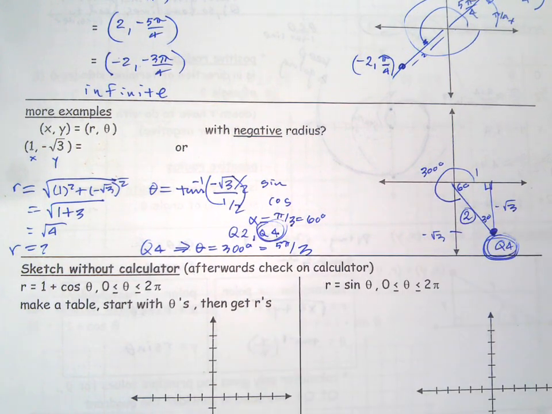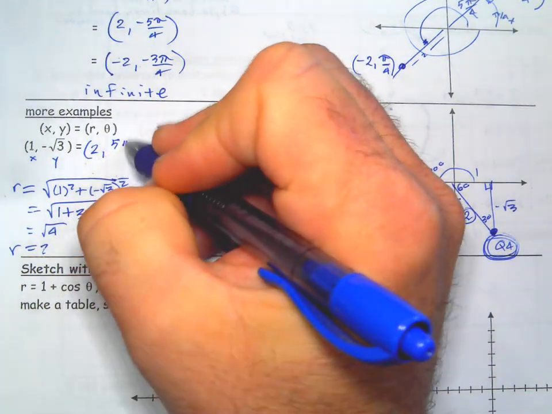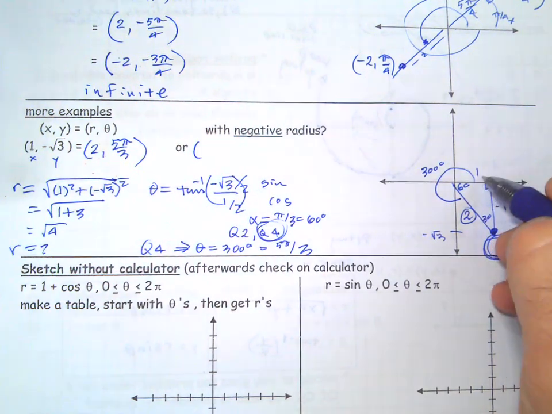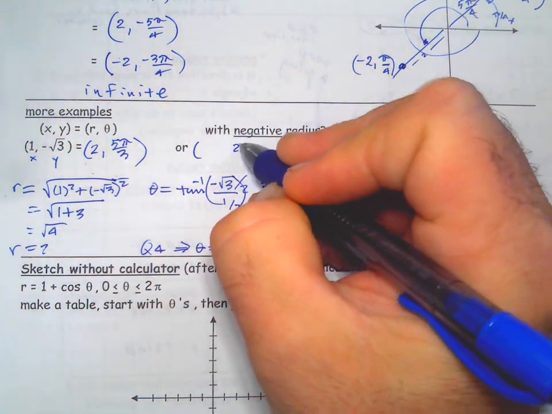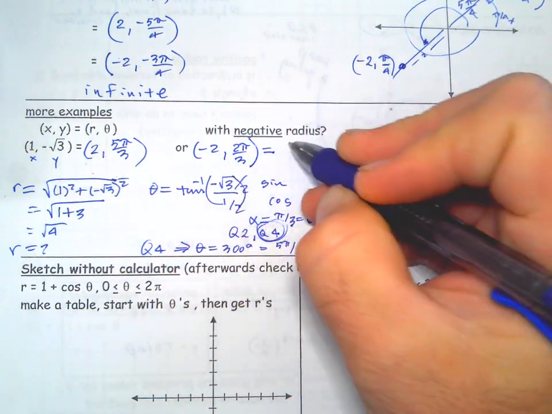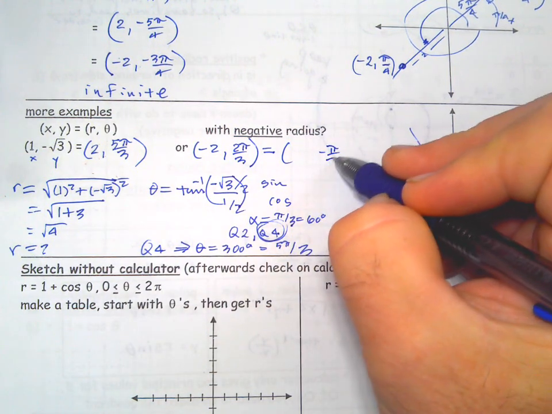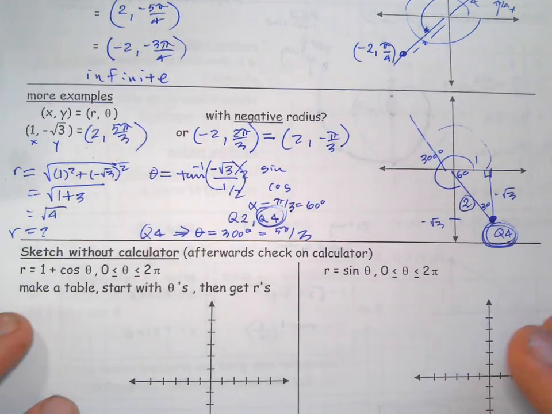So the answer, some different ways we could write it. We could say, well, the radius is 2 and the angle is 5 pi over 3. Or we could say, let's go up here and then use a negative radius. So let's go to 2 pi over 3 and use a negative radius. That would put you at the same spot. Or there's so many different possibilities. We could do negative pi over 3 with a positive radius, right? So you just got to get used to that.